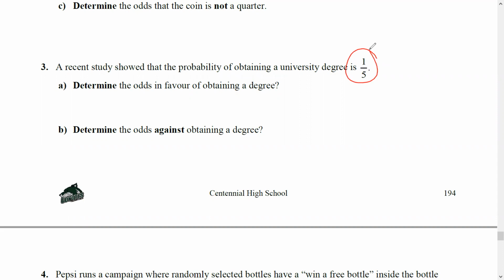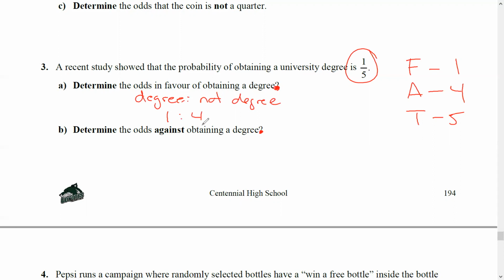So, F-A-T. Total, 5. Favorable, 1. 4 against. So determine the odds in obtaining a degree. Oh, why is there a question mark there? And there. All right, guess what? I got to fix when this is done. Okay? So, odds in favor. So this would be degree to not degree, which is 1 to 4.